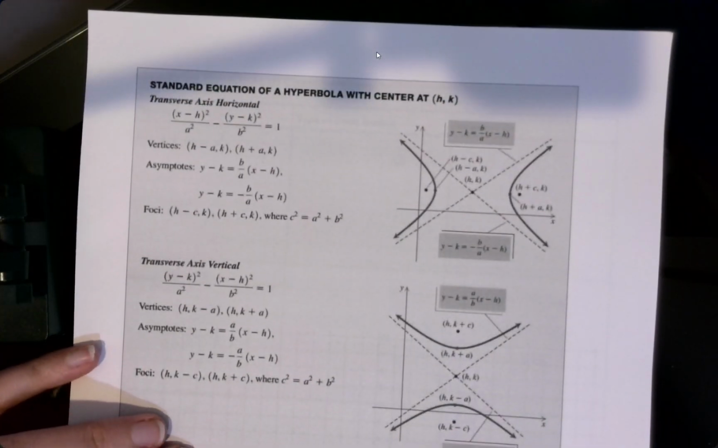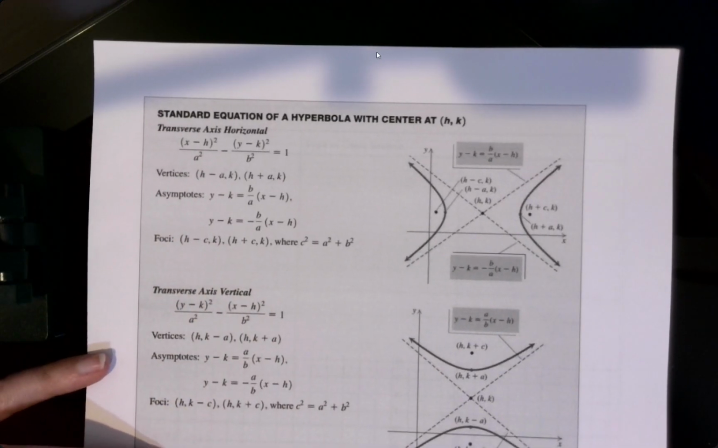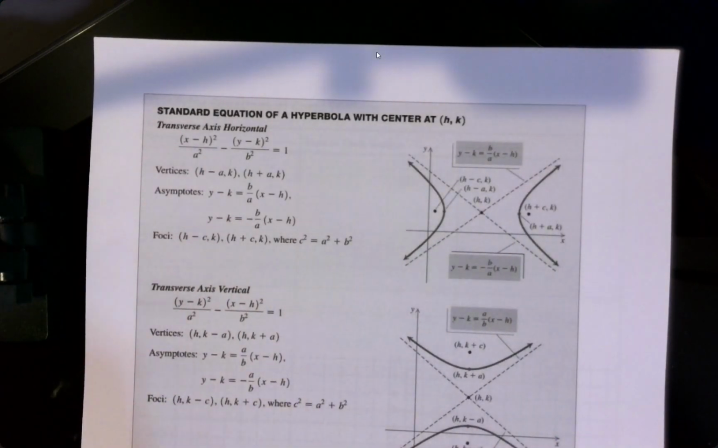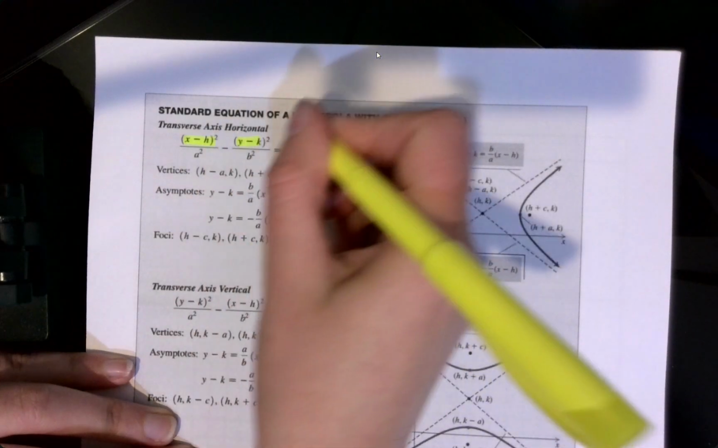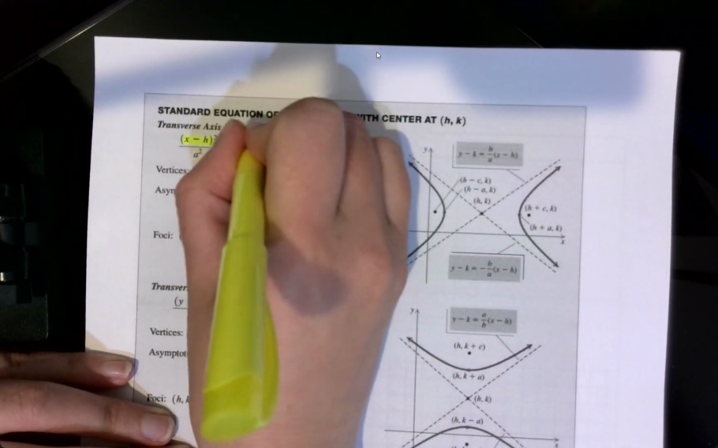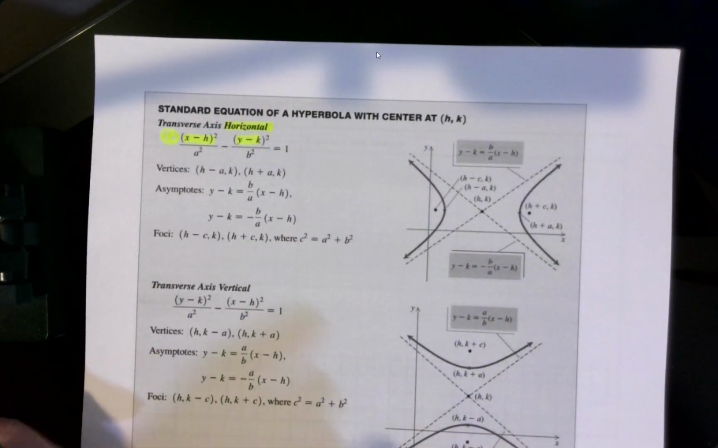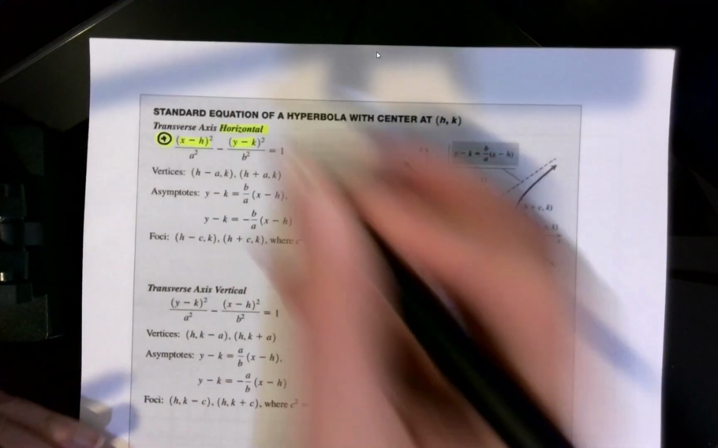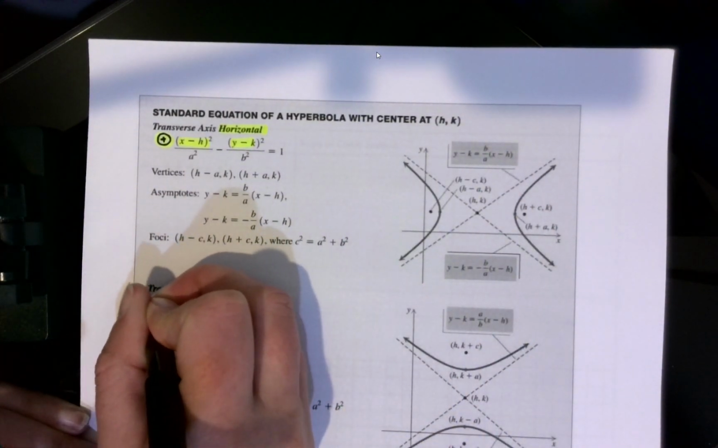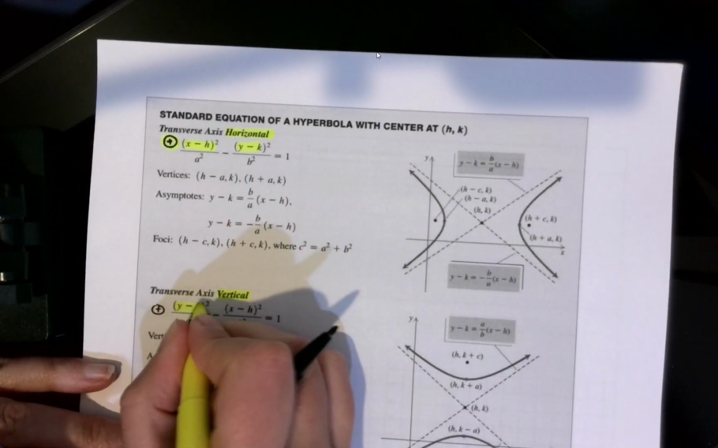Now we're looking at a hyperbola where the center is not at the origin. We've got some other center (h, k). I can think about this as a shift left or right by h units and up and down k units. So I'm now centered at (h, k). Again, if my transverse axis is going to be horizontal, that's because the x coordinate is the one that is positive. And if your transverse axis is vertical, that's because the y coordinate is the one that is positive.